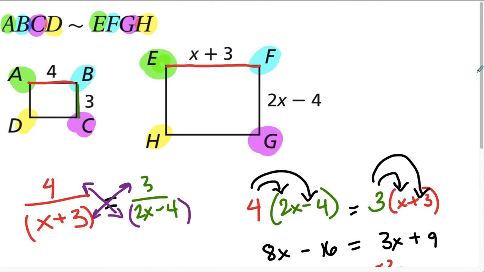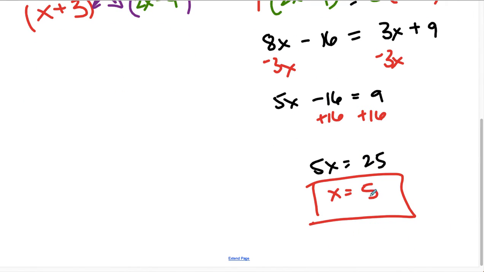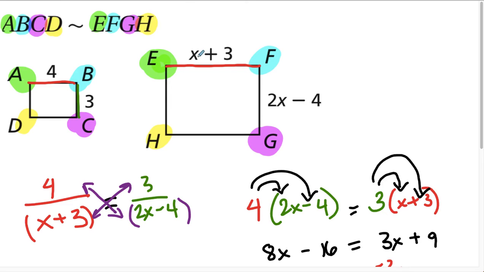And if we needed to find the length of each side of the bigger figure, we can just plug x back into the equation right here. So now we know EF is 8, 2 times 5, 5 plus 3 is 8. And now 2 times 5 is 10, 10 minus 4 is 6. All right. Let's take a look at another example.